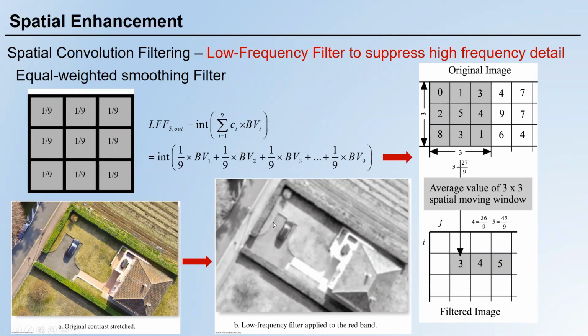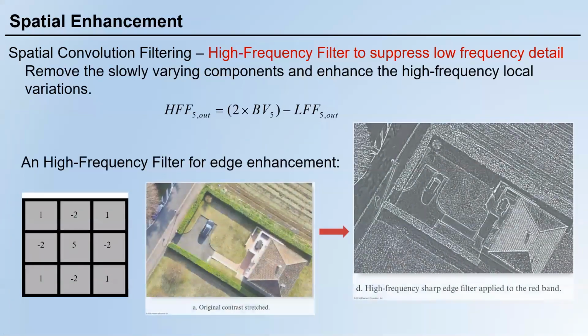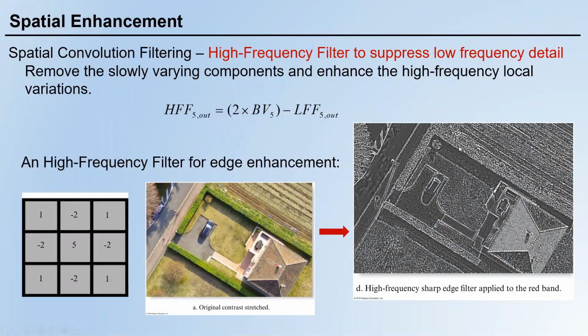After LFF, the image is becoming blurry, especially the boundaries. But after HFF, high frequency filter, all those boundaries are becoming sharper than before. So this is the difference.